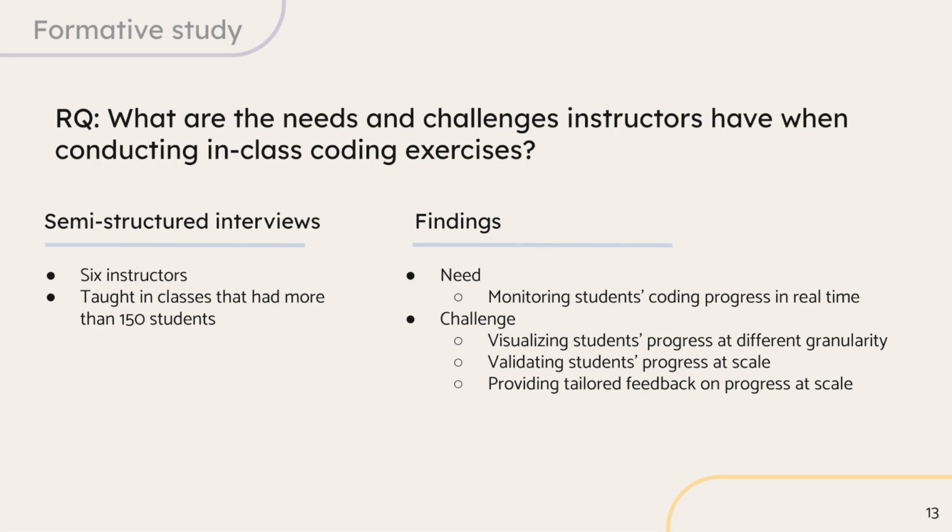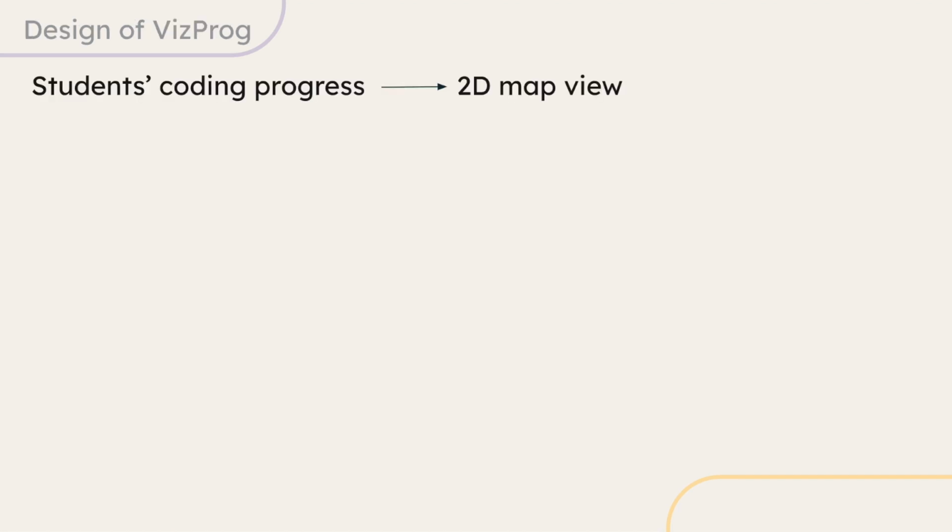We also found challenges such as visualizing students' progress at different granularities, validating students' progress at scale, and providing tailored feedback on progress at scale. Led by prior work and our interviews with instructors, we proposed a new design of mapping students' progress onto a 2D map. The design aims to facilitate monitoring progress in real time in in-class exercises.